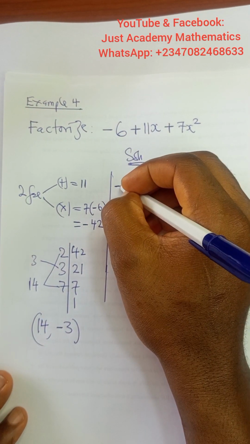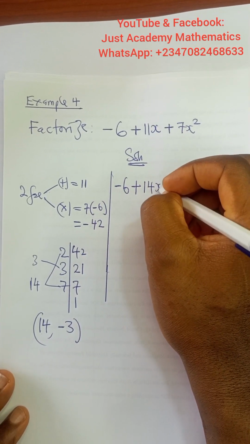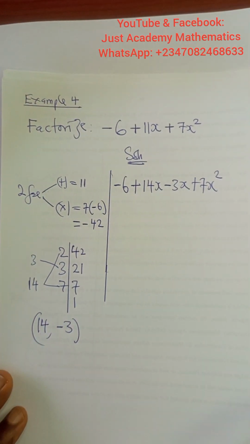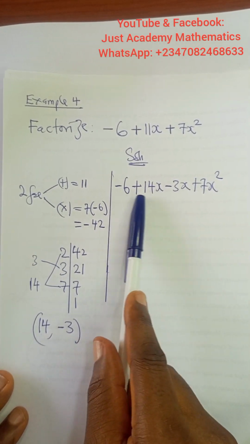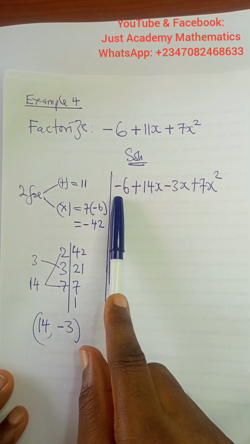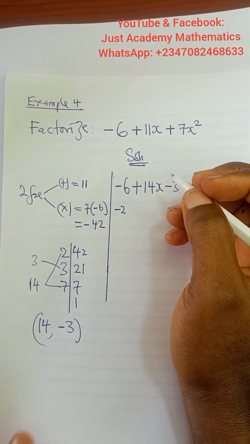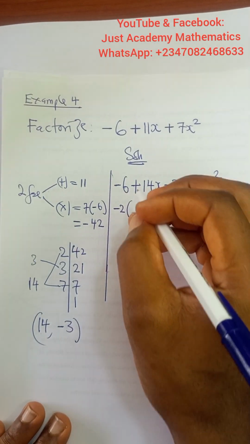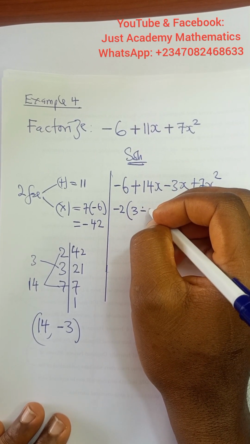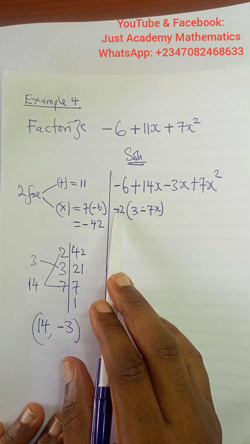So we come here, minus 6. In the place of plus 11, we replace it with plus 14x minus 3x, then plus 7x squared. And what is common here now? You don't need to rearrange if it's factorization. Just go ahead and factorize it like that. What is common here is 2, or rather minus 2. If minus 2 is outside, what will remain here? Here will remain 3, and here will remain minus, not plus, minus 7x, because minus times minus will give you plus.